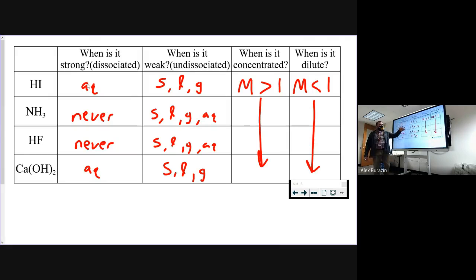And then concentration, right? When is it concentrated, when is it dilute? That's a molarity of 1. Bigger than 1, concentrated, less than 1, dilute. Cool? All right, let's keep going.